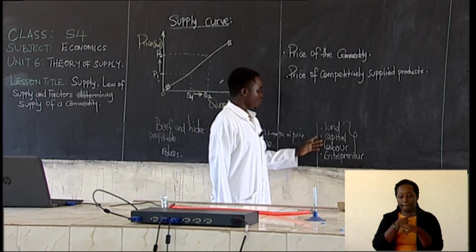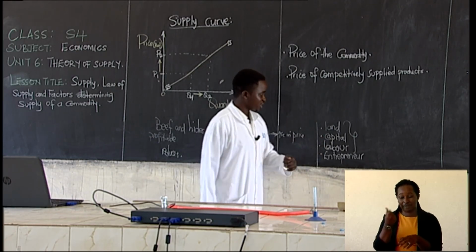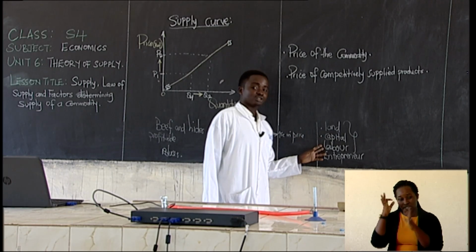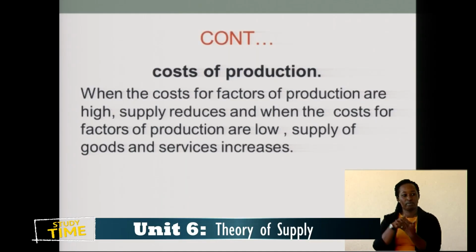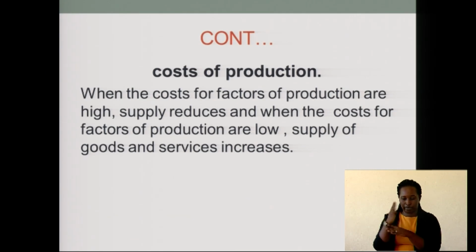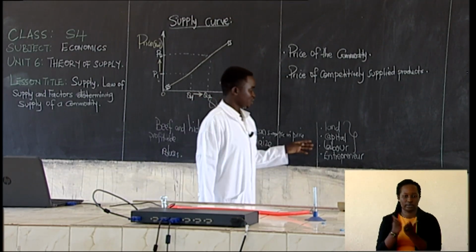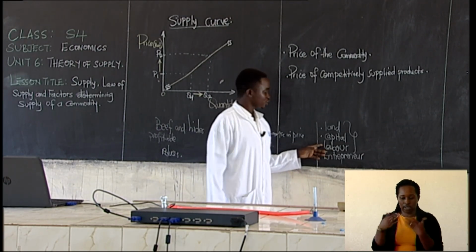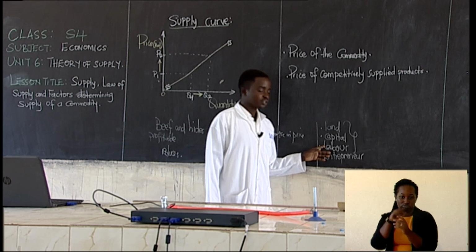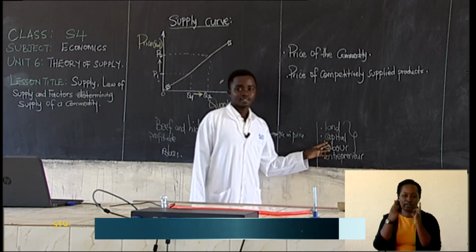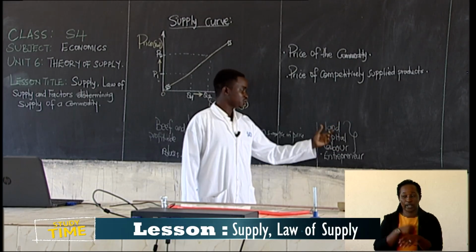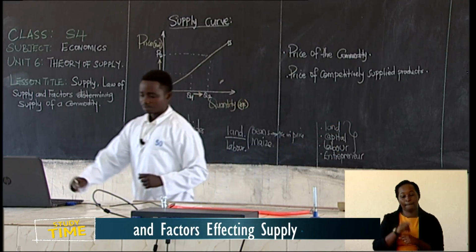But when it is cheap, when the prices for these factors of production are very low, that will increase the supply of goods because it becomes cheaper to acquire these factors of production and invest in the production of goods, hence increasing the supply of goods and services. So that's how the cost of production influences the quantity supplied of a given commodity. When it is very expensive or costly to acquire these, that will reduce supply of goods.